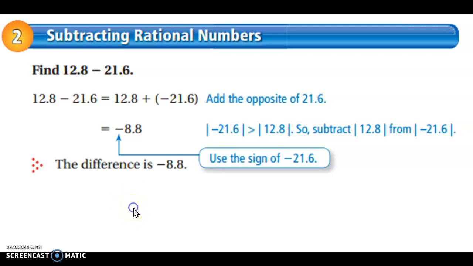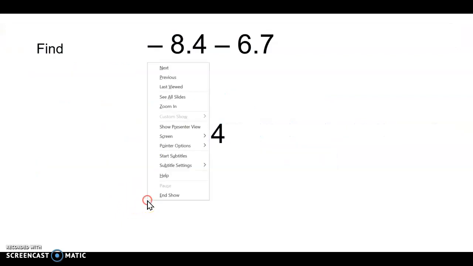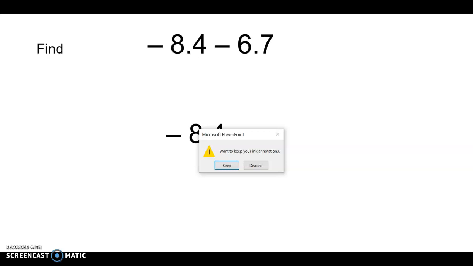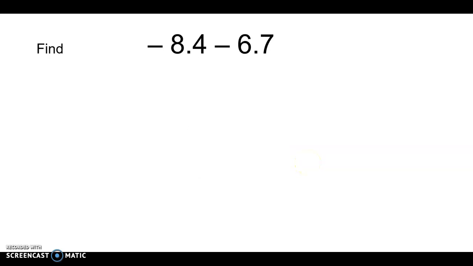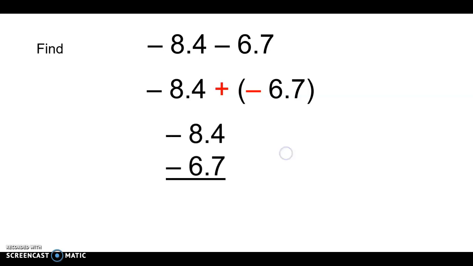So let's look at this one. So the first thing we want to do on this one is change it to an addition problem. Remember, never touch the first number. Change subtraction to addition, and the 6.7 becomes a negative 6.7. Then I like to stack them. So I put the negative 8.4 on top, and then the negative 6.7 below it. Since I have two negatives, I'm going to add and keep the negative, and I end up with the negative 15.1.